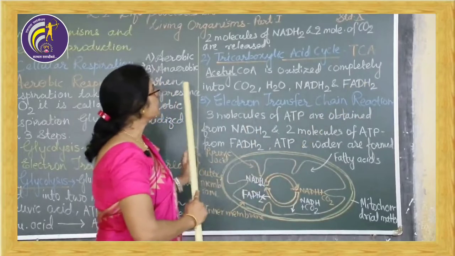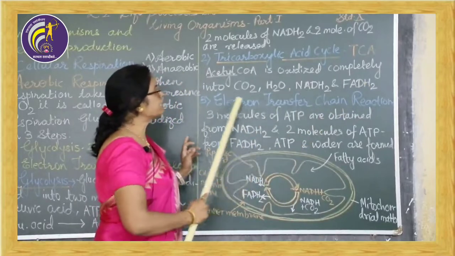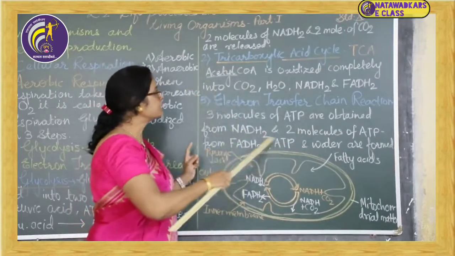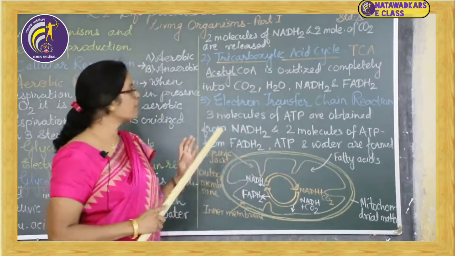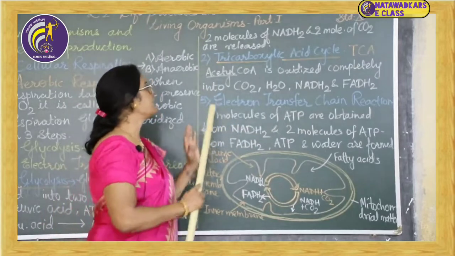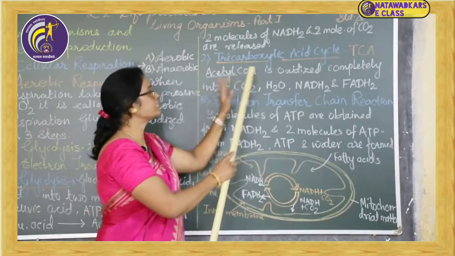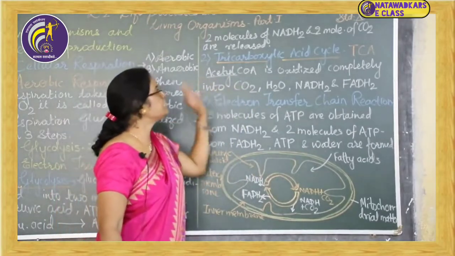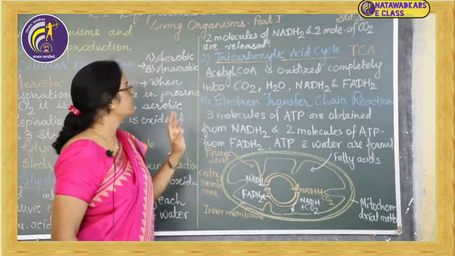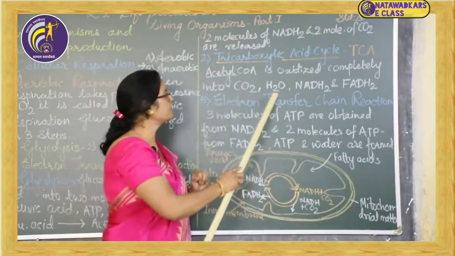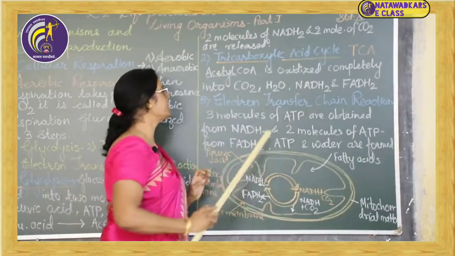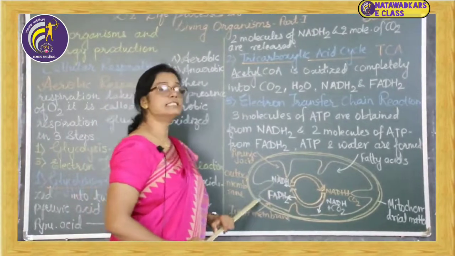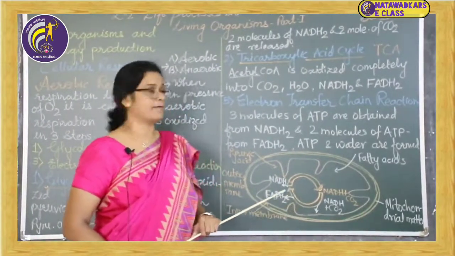So students, this is the tricarboxylic acid cycle. Why is it called a cycle? Because here a cyclic way of transformation is taking place. The acetyl part of acetyl coenzyme A is completely oxidized, and at the end of this TCA cycle, carbon dioxide, water molecules, NADH2 and FADH2 are produced. This takes place inside the mitochondria.